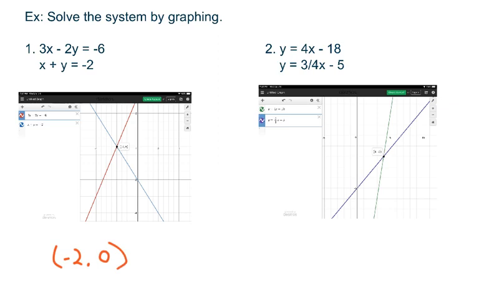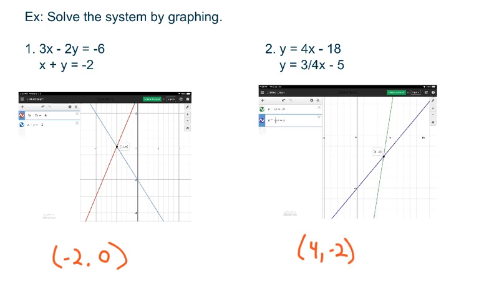Okay, and then you can do the same thing for the second one, y equals 4x minus 18 and y equals 3/4 x minus 5. Again, just type them into Desmos, highlight the point where they cross, it will pull up the answer, and your answer for this one is (4, -2).